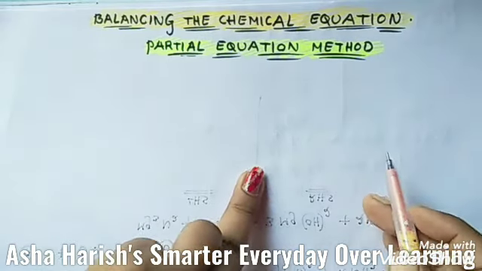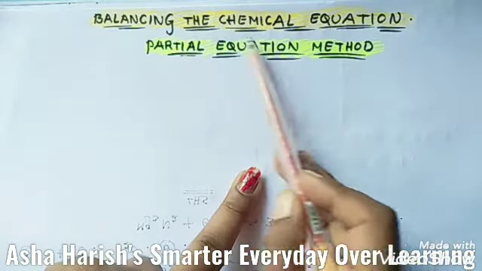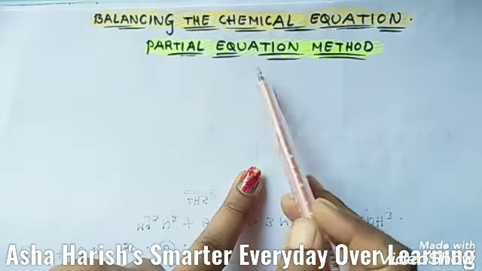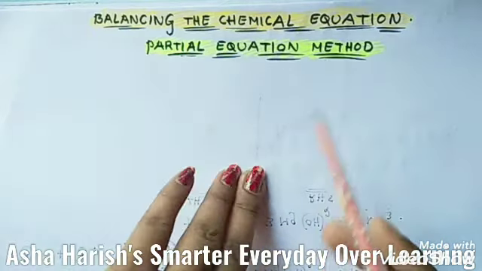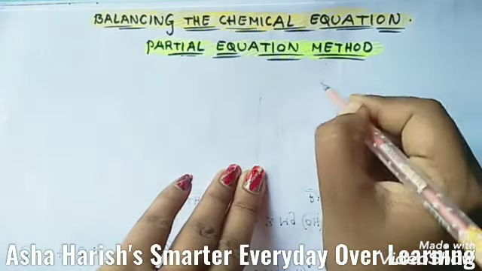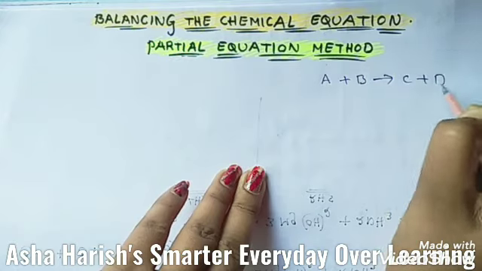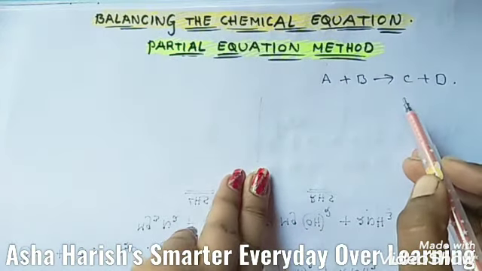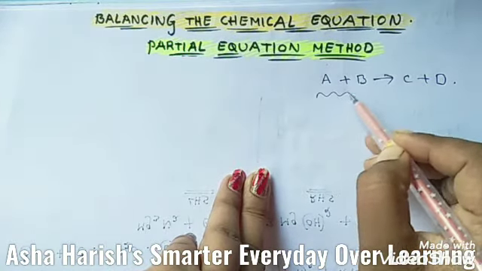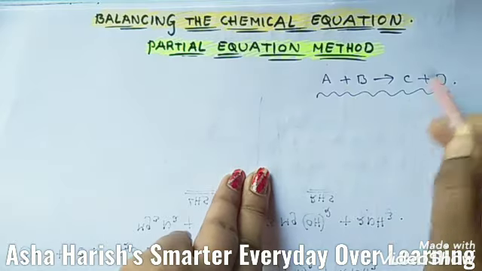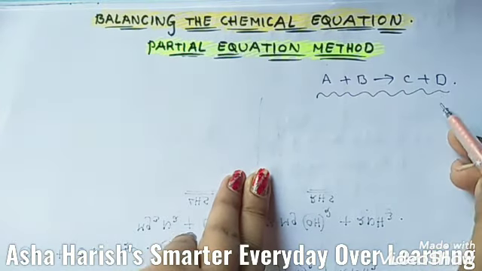Hi students, here is the class for you on the topic balancing the chemical equation by using partial equation method. What is meant by chemical equation? Just let us see now. A plus B gives rise to C plus D. This is the chemical equation. A symbolic representation of the chemical reaction is known as chemical equation.